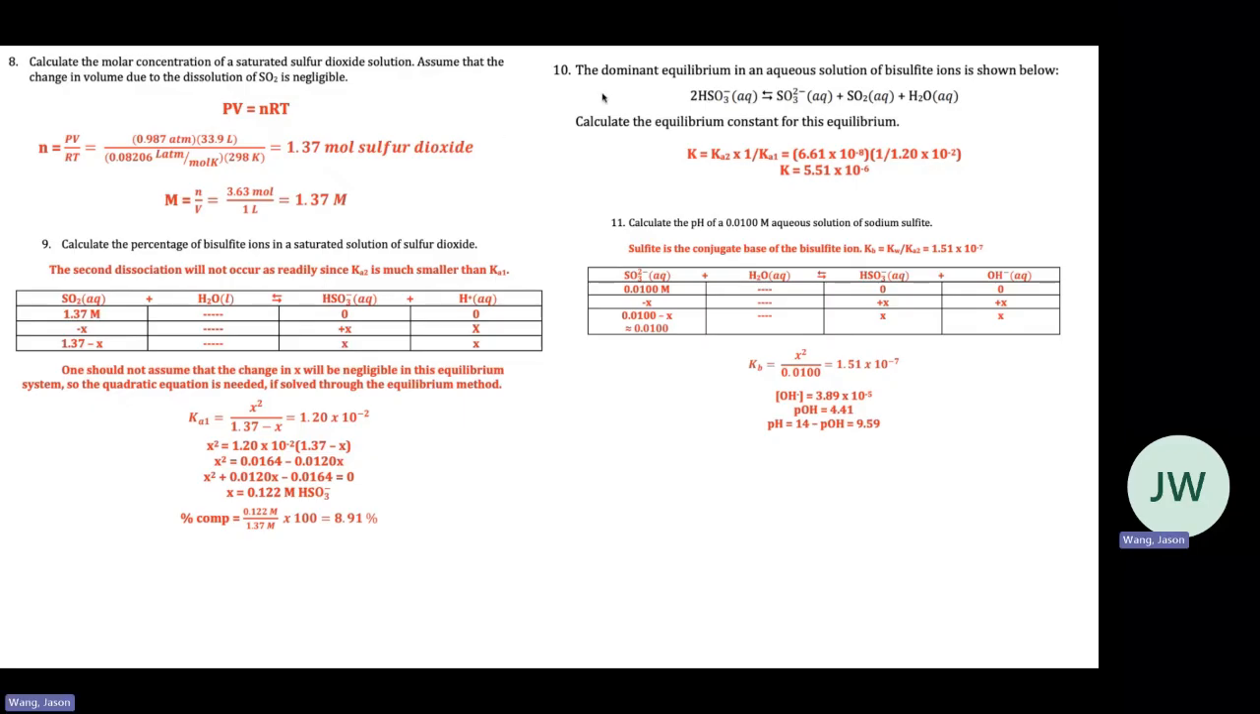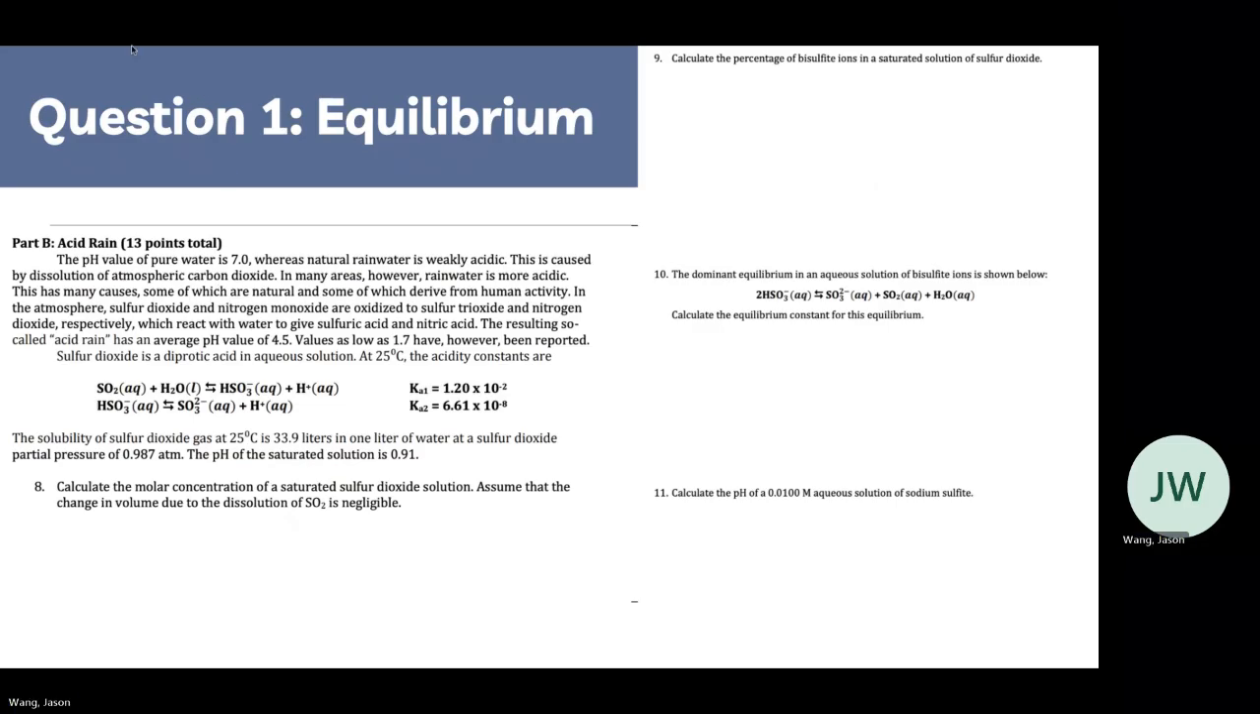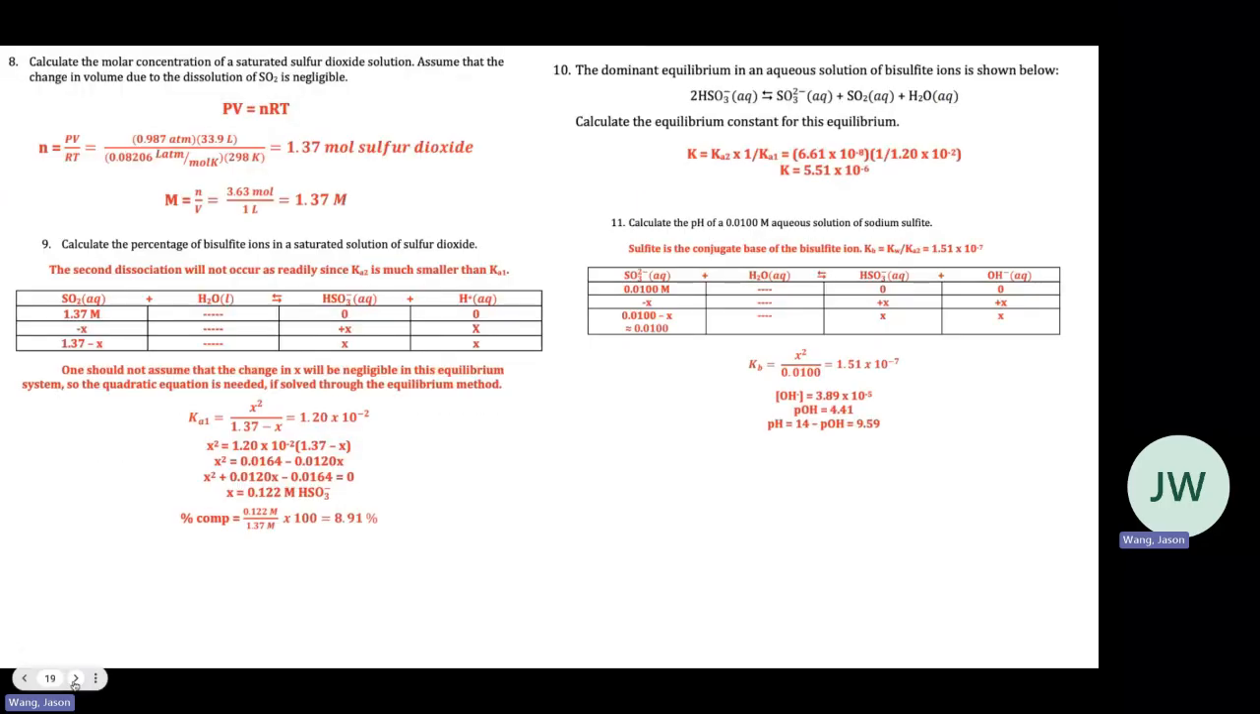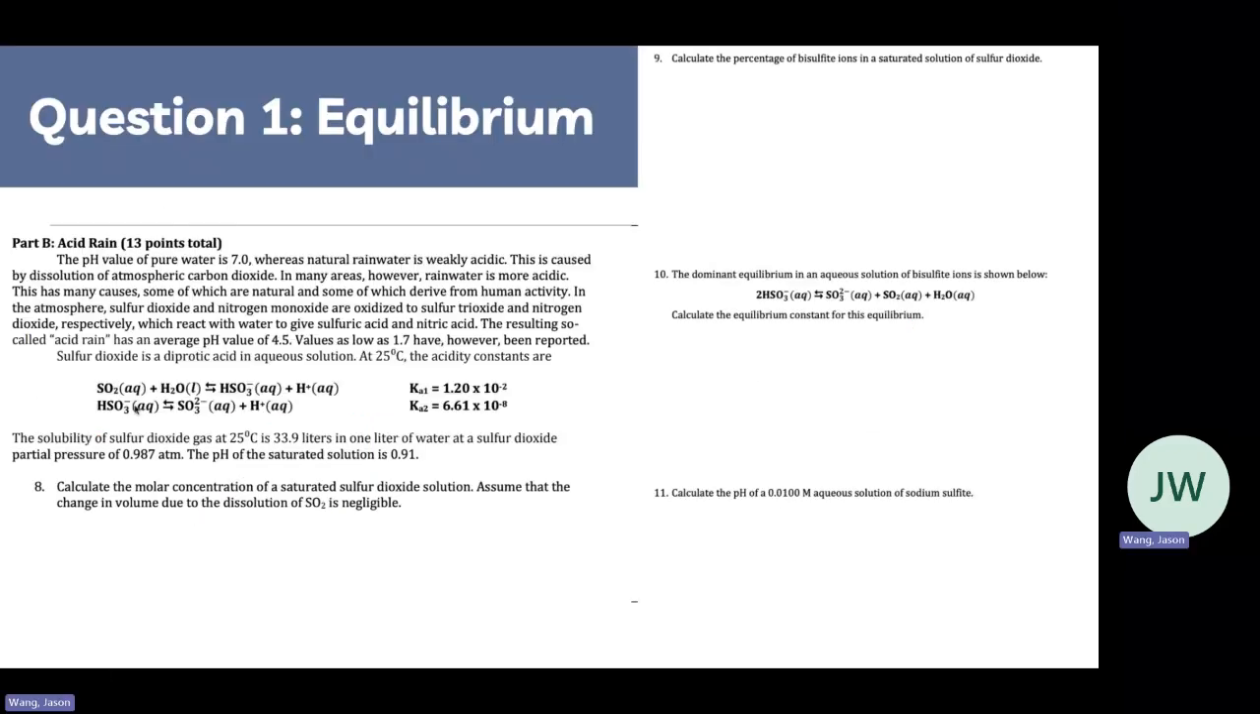And then for question 10, calculate the equilibrium constant for this equilibrium. So we use our K values, K2, K1. We use what we know regarding equilibrium, right? You see how in this case we have to know what happens when we flip the equations, when we multiply the equation as well. What happens to K when we do that? So if we, for example, multiply the equation by 2, we have to raise K to the power of 2. So we have to know all of these things that happen to the equation and how it reflects onto the K value.